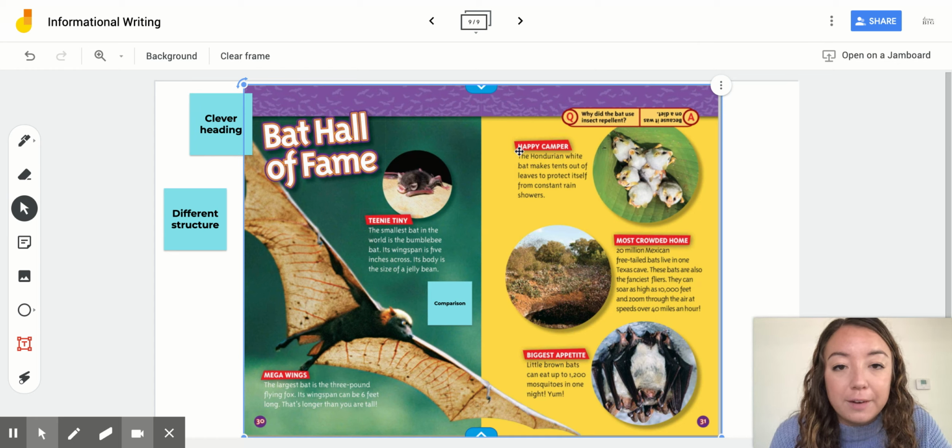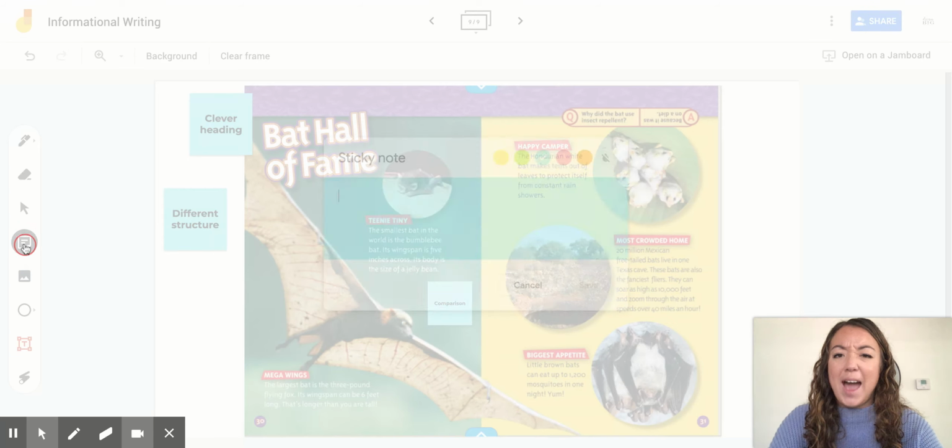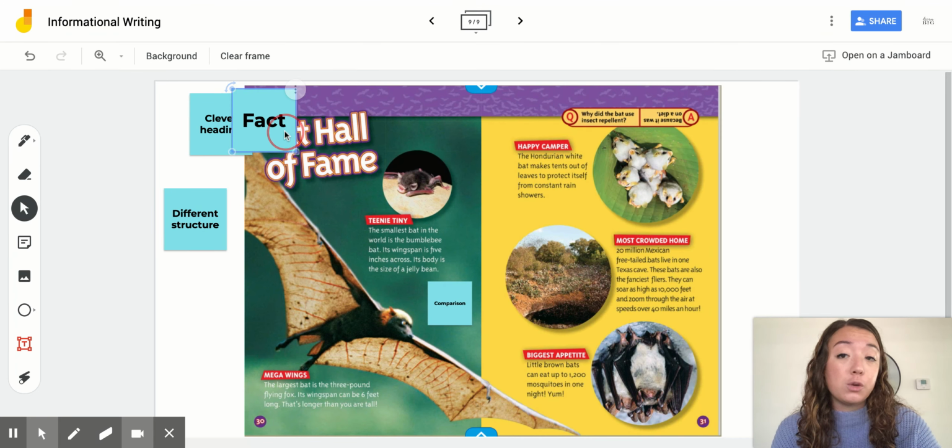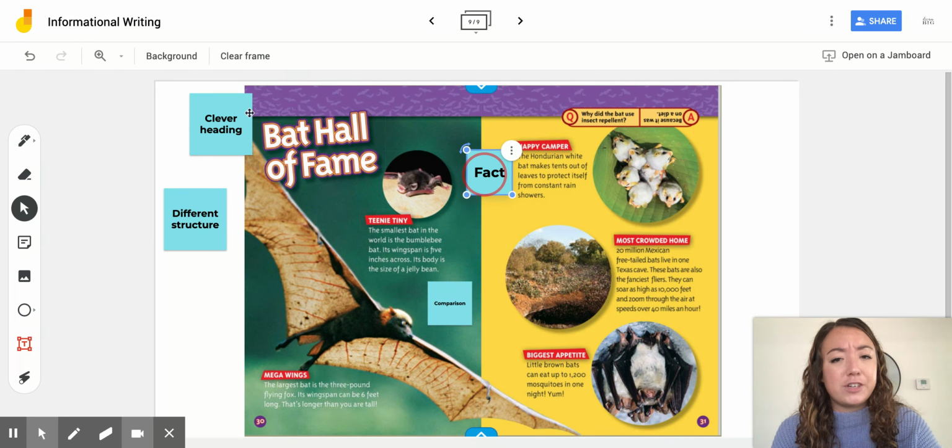Let's move over here. Happy camper. The Honduran white bat makes tents out of leaves to protect itself from constant rain showers. Ooh, I liked that fact. That just feels like a fact that maybe they had to look up. So maybe if I do some writing and I'm going to include specific facts, I might have to do a little research, but I really liked that fact.